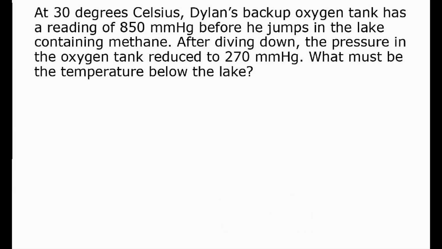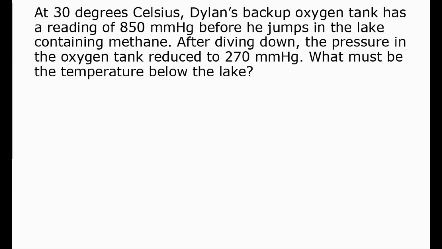At 30 degrees Celsius, Dylan's backup oxygen tank has a reading of 850 millimeters of mercury before he jumps into the lake containing methane. After diving down, the pressure in the oxygen tank reduced to 270 millimeters of mercury. What must be the temperature below the lake?